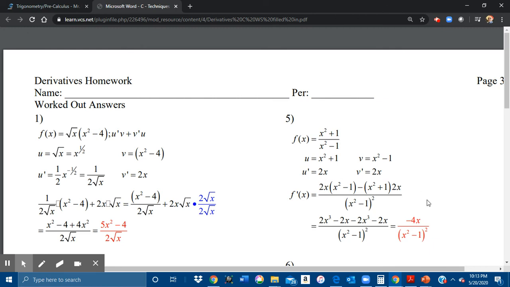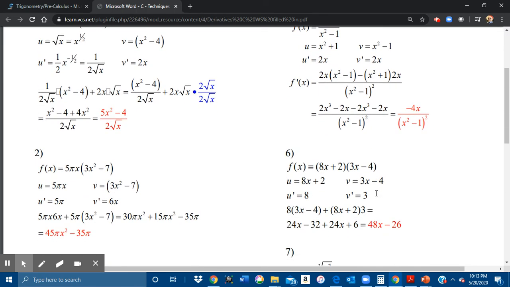So I'm just going to combine like terms up here. 2x cubed minus 2x minus 2x cubed minus 2x. Well, the 2x cubes cancel out, and I'm left with minus 4x, all divided by x squared minus 1 squared. All right, we'll take a look at number 6. Again, number 6, I could multiply this out first and then take the derivative. That would work. But we're going to use the product rule, and we'll come up with the same answer.